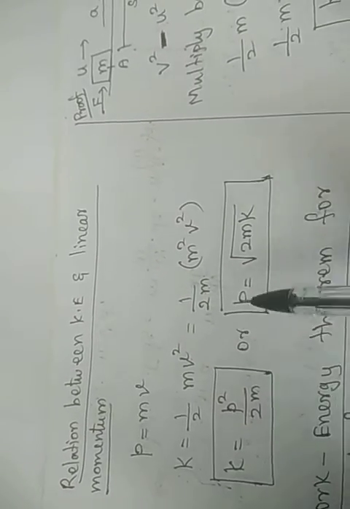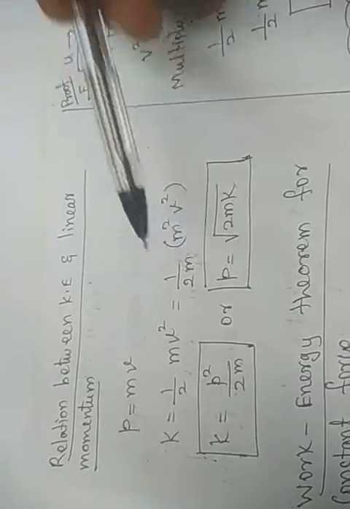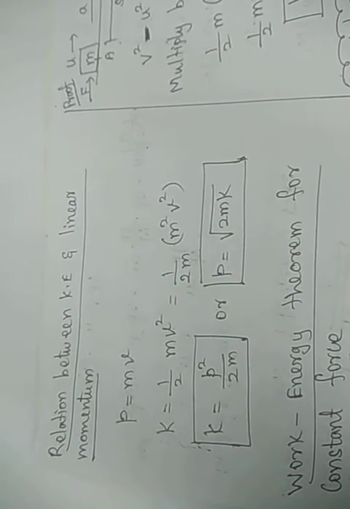K is equal to p squared by 2m is the kinetic energy of the body represented in terms of momentum. Or, p squared is equal to 2mK, then we take the root, p is equal to the root of 2mK. So this is the relation between kinetic energy and the linear momentum of the body.